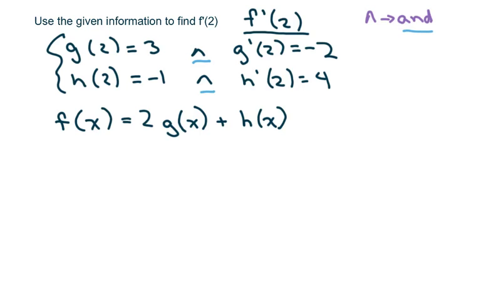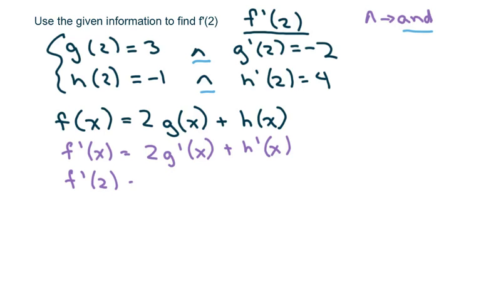So the first thing we want to do is find the derivative of f of x, which is going to be 2 times the derivative of g of x plus the derivative of h of x. And all we're going to do is plug in 2 now. So we get 2 times the derivative of g at 2 plus the derivative of h at 2. And then we just use substitution.